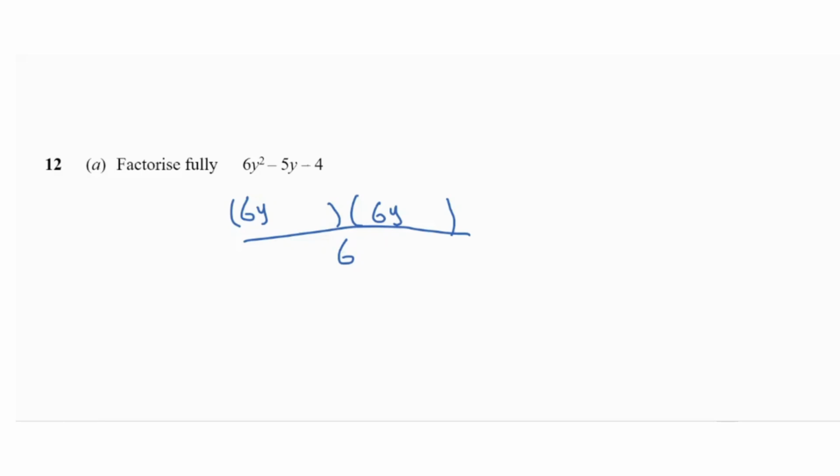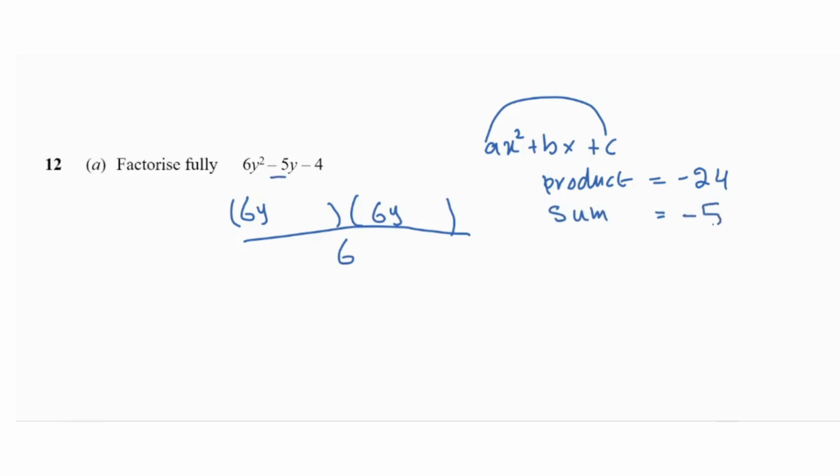The next step is, if we have ax squared plus bx plus c, we write down the product first. Our product would be a times c. In this case, 6 times minus 4, so our product is minus 24. Our sum is the middle number, which is minus 5.